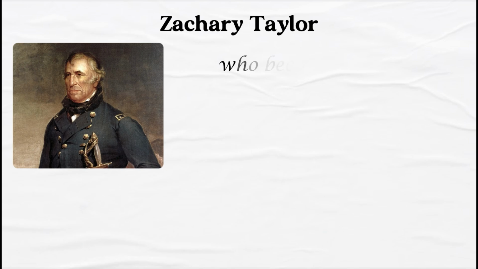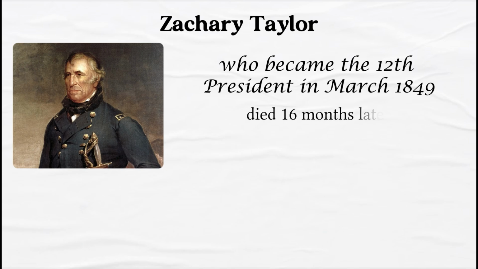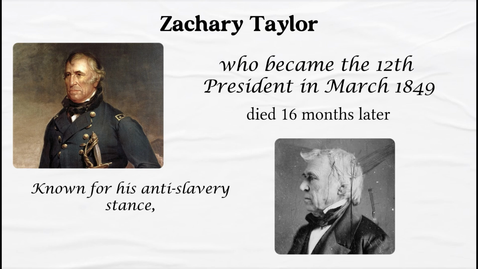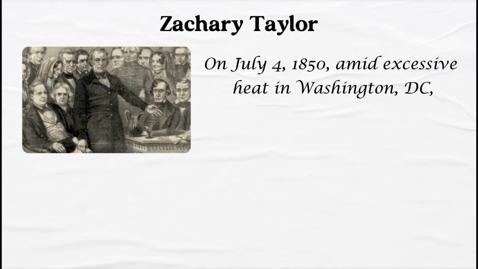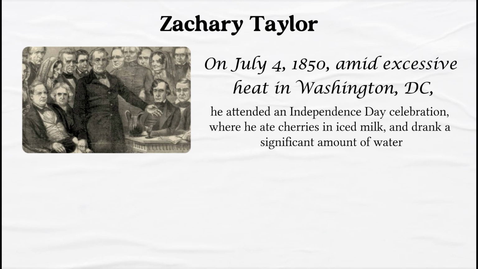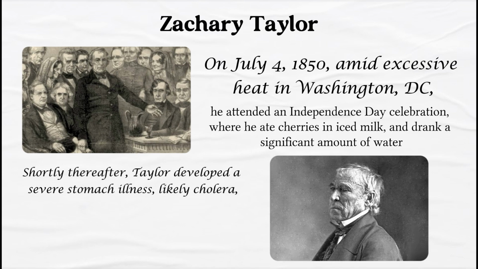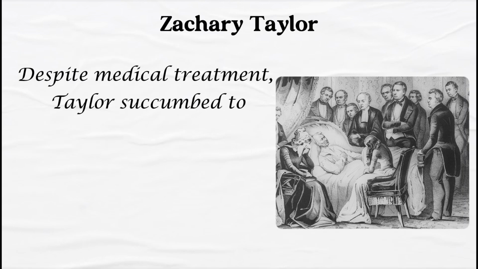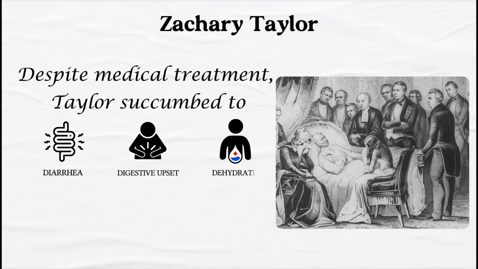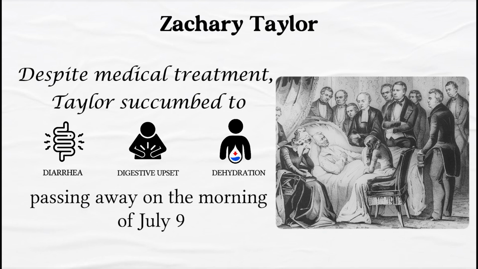Zachary Taylor, who became the 12th president in March 1849, died 16 months later. Known for his anti-slavery stance, Taylor was embroiled in contentious debates with Congress over slavery legislation. On July 4, 1850, amid excessive heat in Washington, D.C., he attended an Independence Day celebration where he ate cherries and iced milk and drank a significant amount of water. Shortly thereafter, Taylor developed a severe stomach illness, likely cholera, a waterborne disease prevalent in the city. Despite medical treatment, Taylor succumbed to diarrhea, digestive upset, and dehydration, passing away on the morning of July 9th.